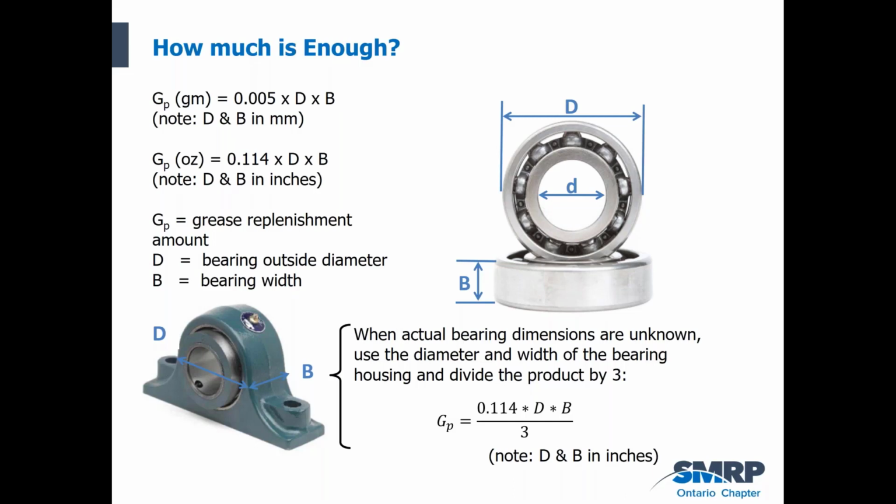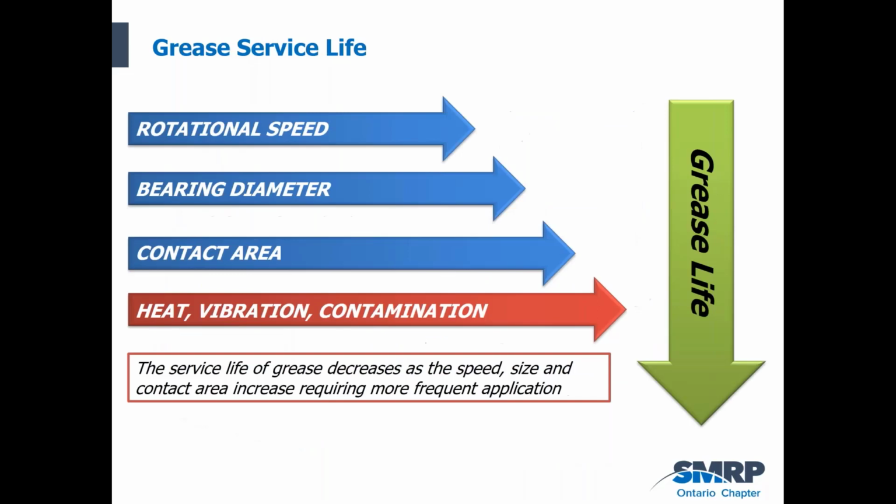So in millimeters, we take the outside diameter of the bearing in millimeters, the width or the thickness of the bearing in millimeters, we multiply them together, and then we multiply by a factor of 0.005, and that gives us the required regrease volume in grams of grease. Once we have the grams of grease, we can convert it to shots of grease, and that's how much you apply every relubrication interval. Question is, how often is that relubrication interval?